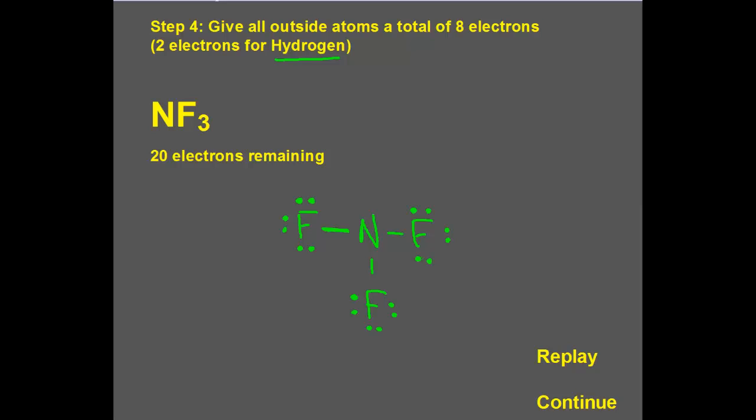One thing to keep in mind is now I've used some electrons. I need to subtract that from my total. I've put 6 on each of the fluorines, which means I've used a total of 18, and I'll subtract that. I have 2 electrons remaining to work with. And this is the compound as it is so far. So if you need to review this, remember all we're trying to do is get 8 electrons out on our external or outside atoms. If you need to review, hit replay. Otherwise, hit continue.